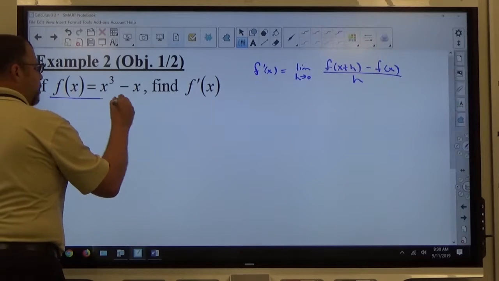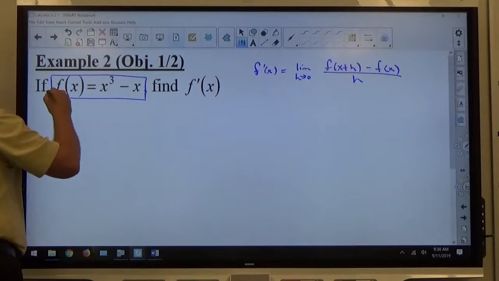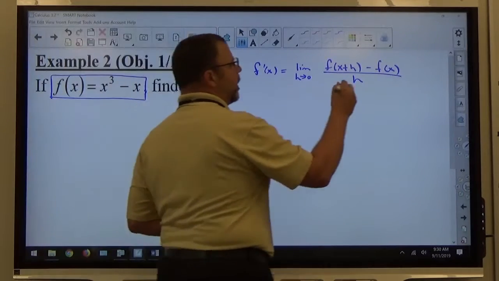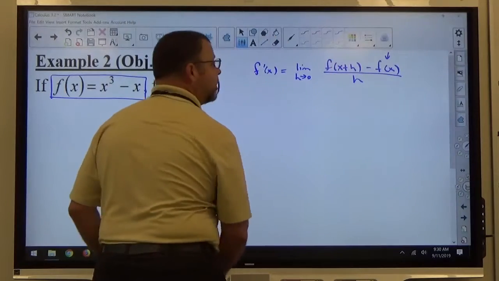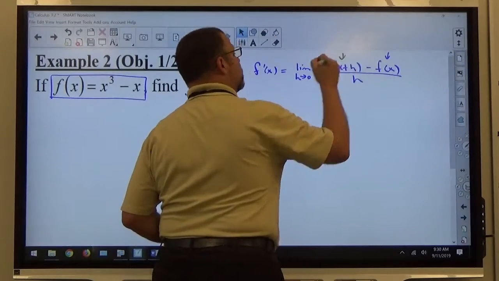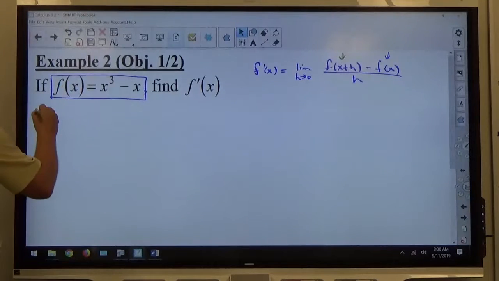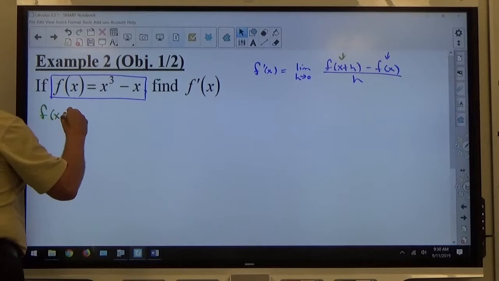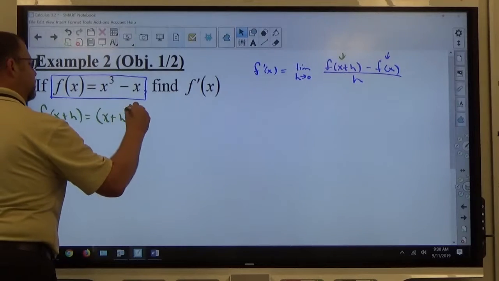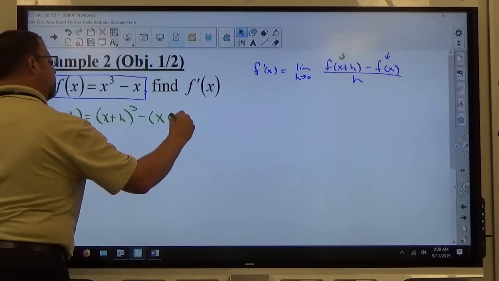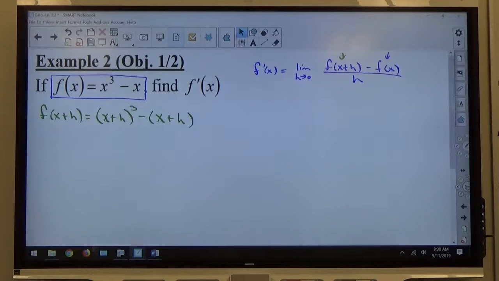The function itself is defined as x cubed minus x. That's what goes right here. What I don't know yet is what f of x plus h is. So I want to take that function and establish what f of x plus h would be. So if I replace the x with x plus h's, like so. And you'll notice that we have an x plus h to the third power. That's, again, the Pascal's triangle scenario.